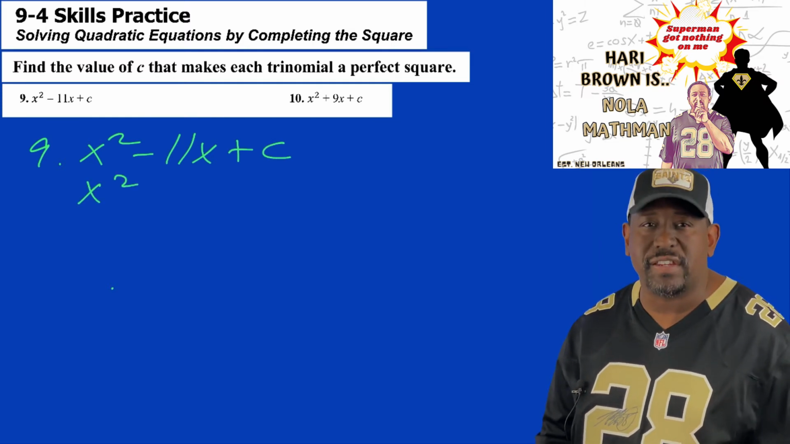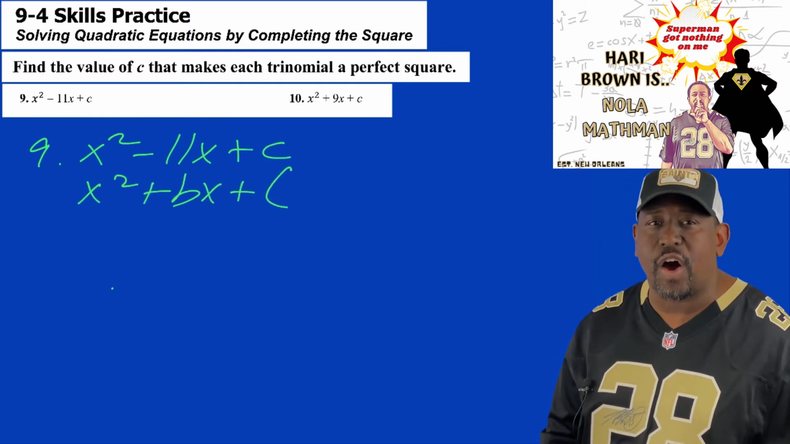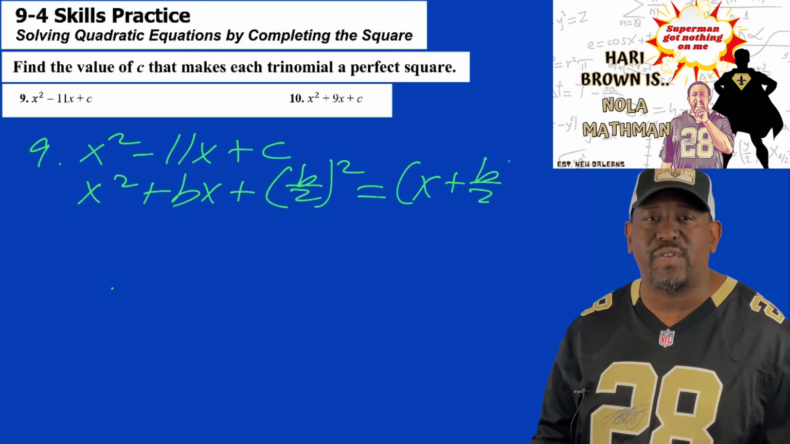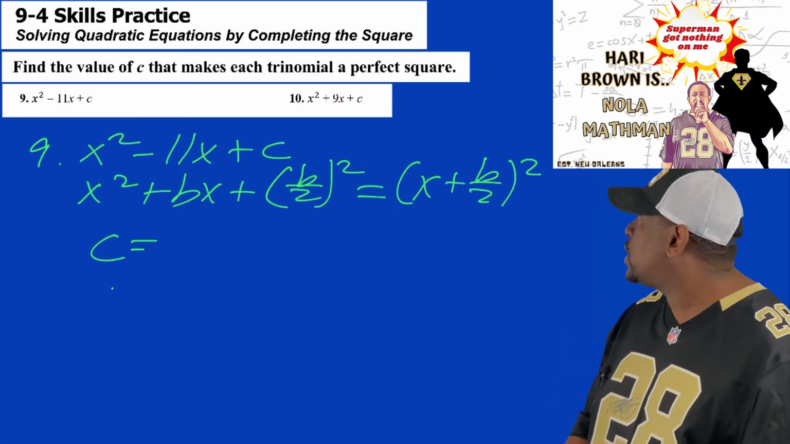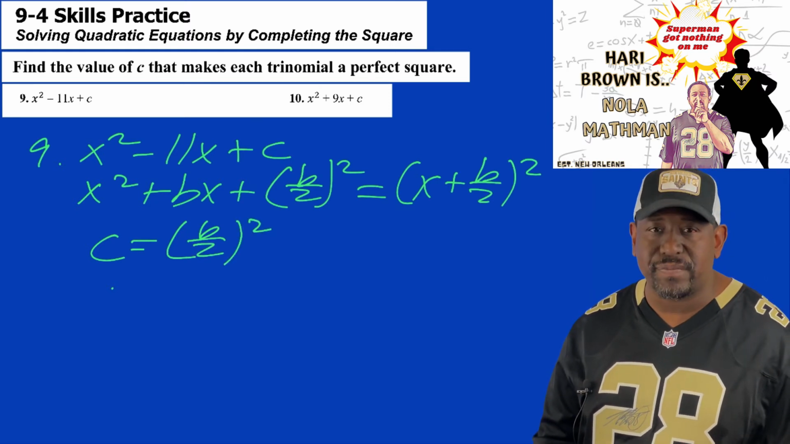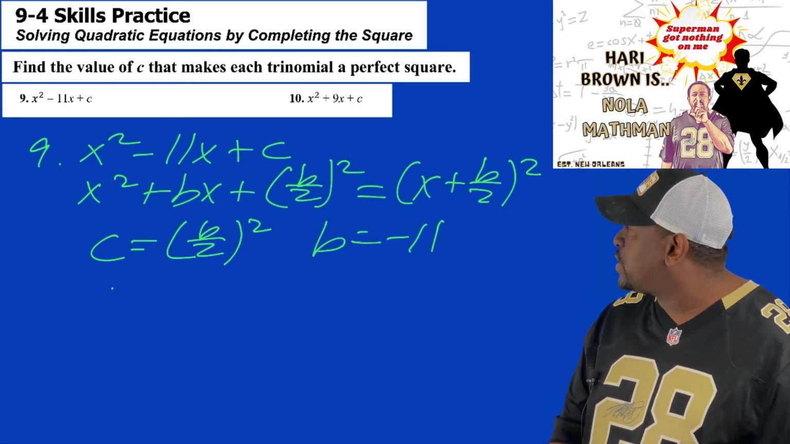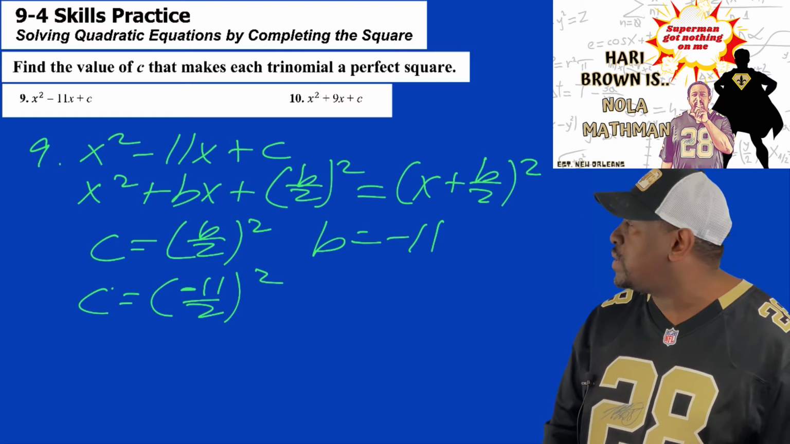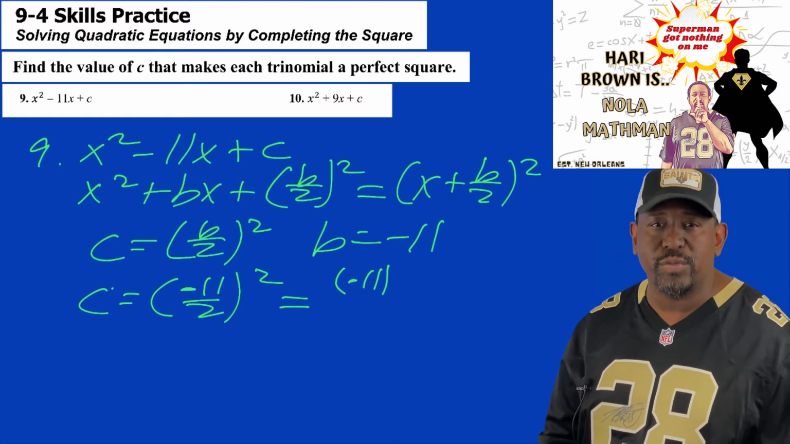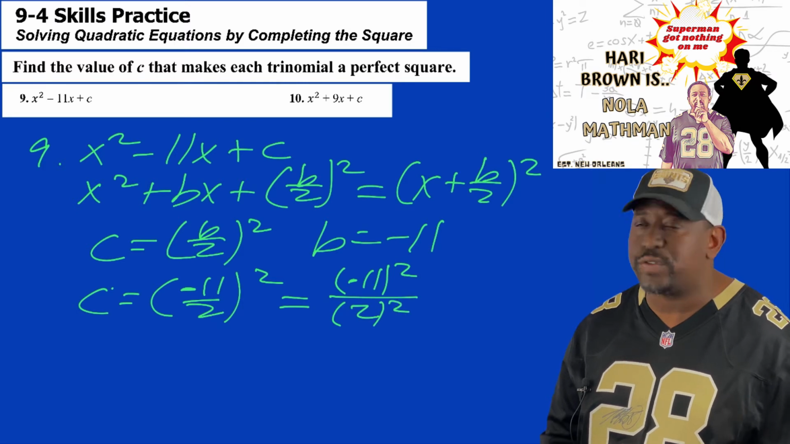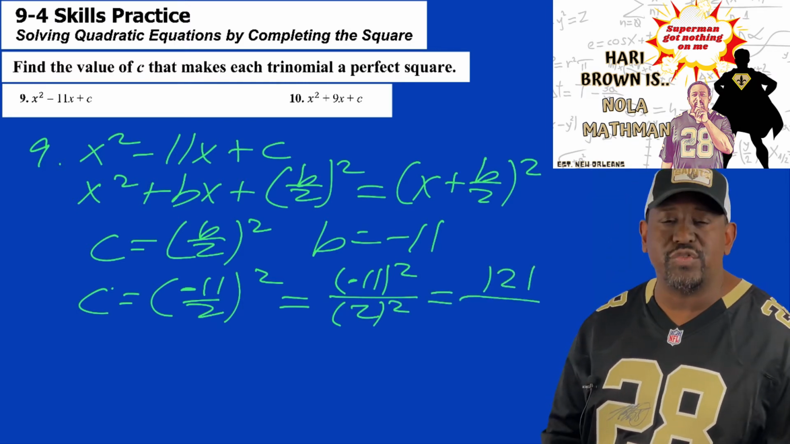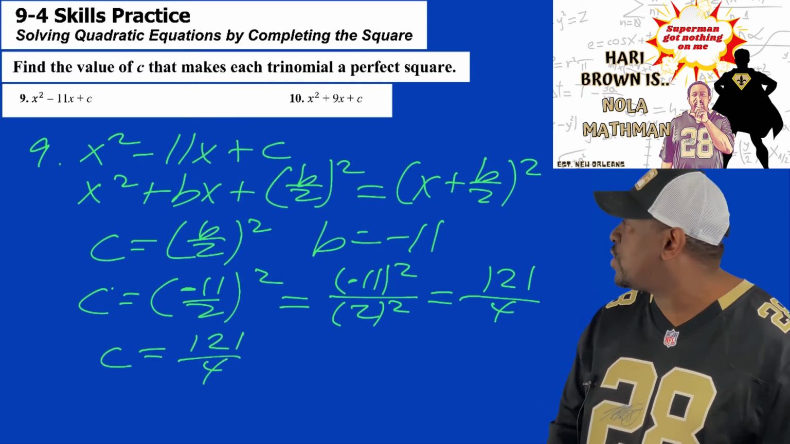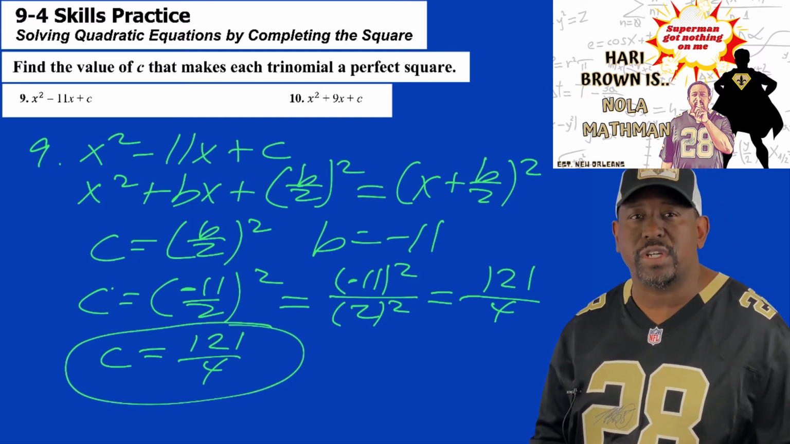It's a very important process that you find c because without that, you can't solve by completing the square. So that's why we're going to continually go over it. So in this problem, b is equal to negative 11. We substitute negative 11 in the form of b over 2 squared. Negative 11 over 2 cannot be simplified, so we square the numerator and denominator, and we'll have a fractional value for c, which is 121, which is negative 11 squared, over 4, which is 2 squared. So c is 121 over 4.